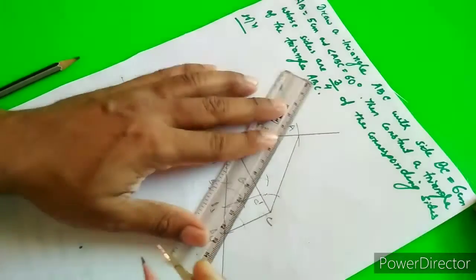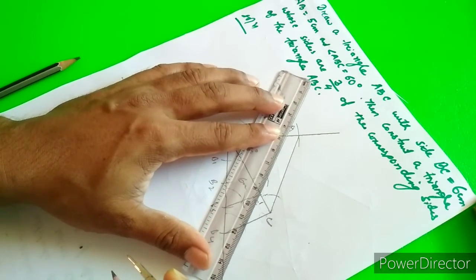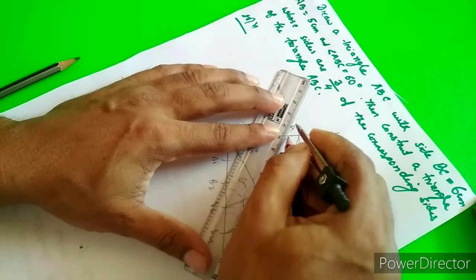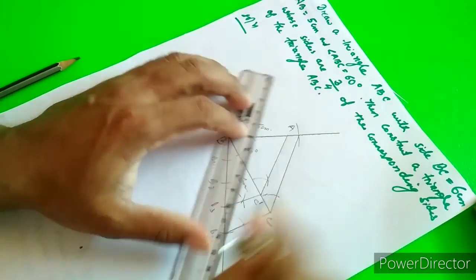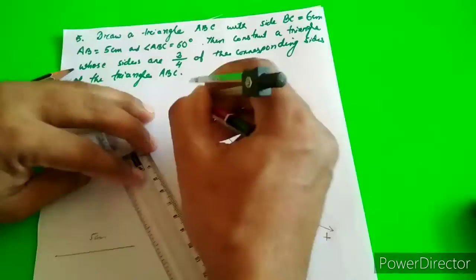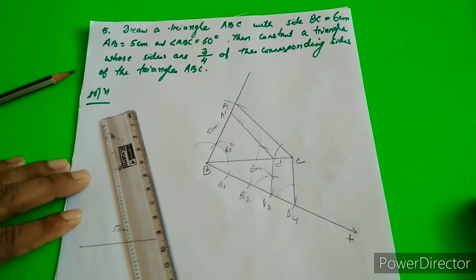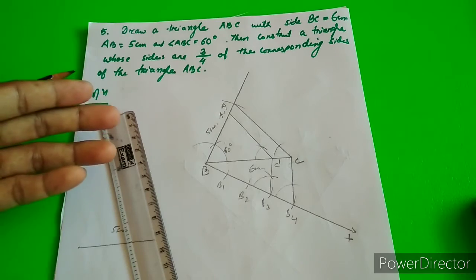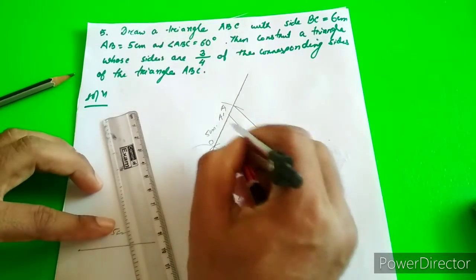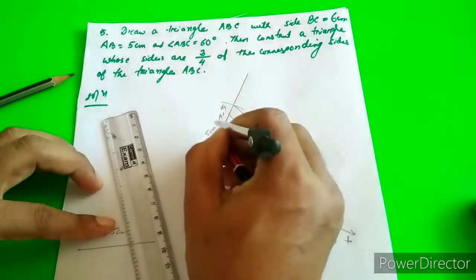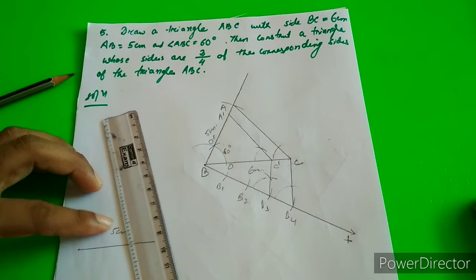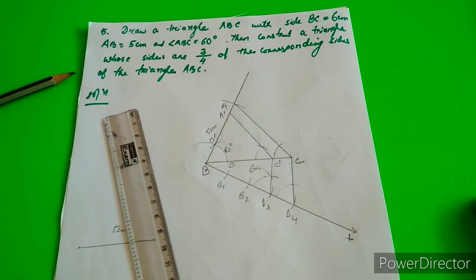Clear. Now we will join this. This will become A dash. Clear? That's what I required. We will put here O. This is O. Fine.